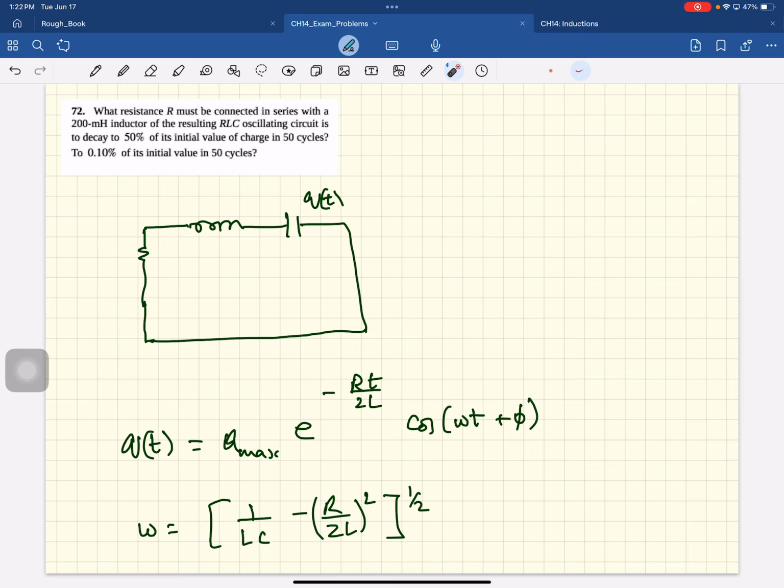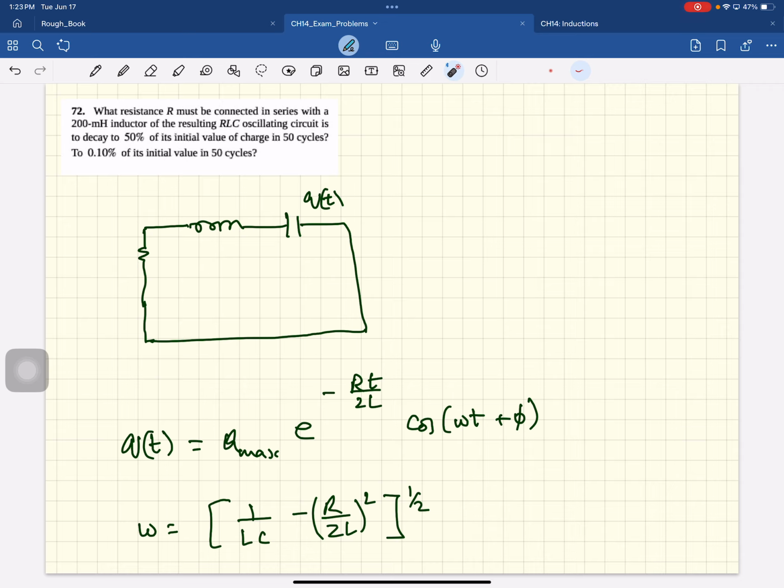All right, so what do they tell us? They're asking what is the resistance in series with the inductor to decay to 50% of its initial value. So this needs to become half in 50 cycles. Okay. See, the problem is actually, this cannot be solved because the capacitance is not given. For the frequency, you need to know the capacitance.